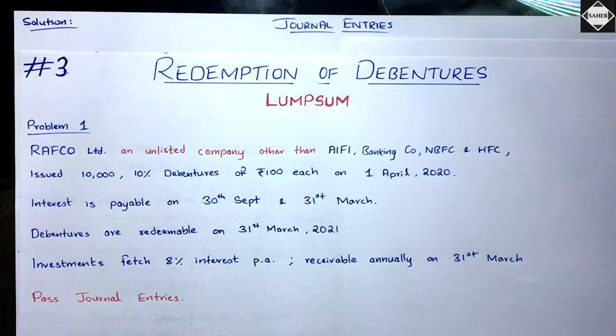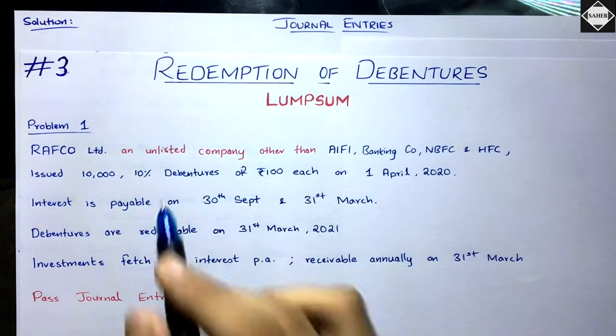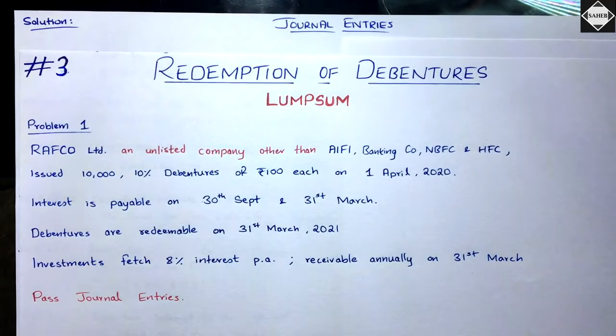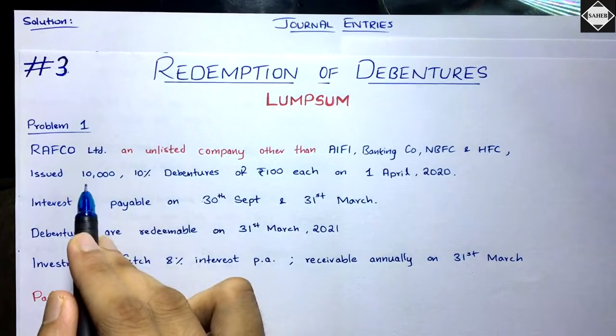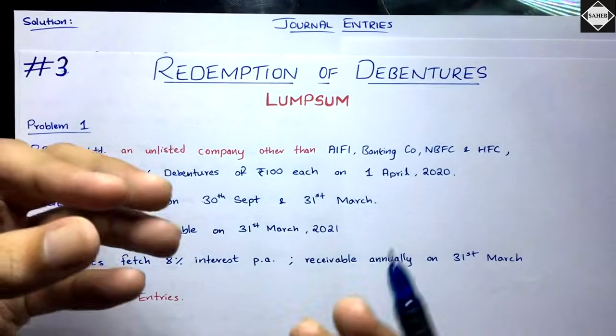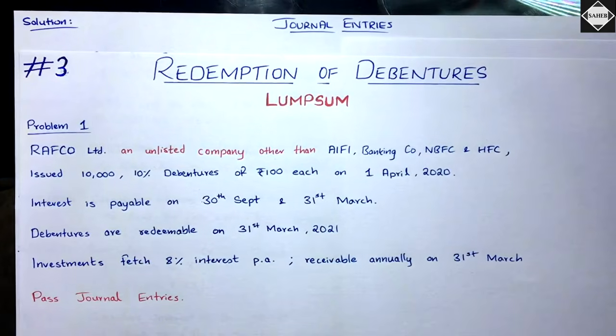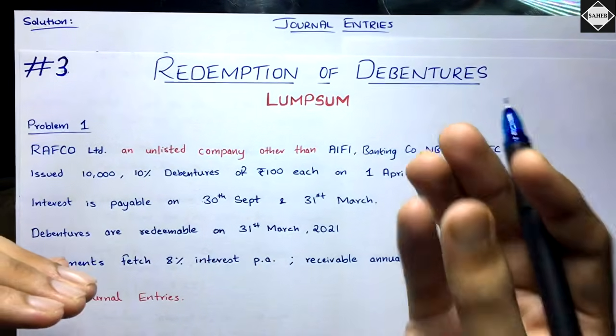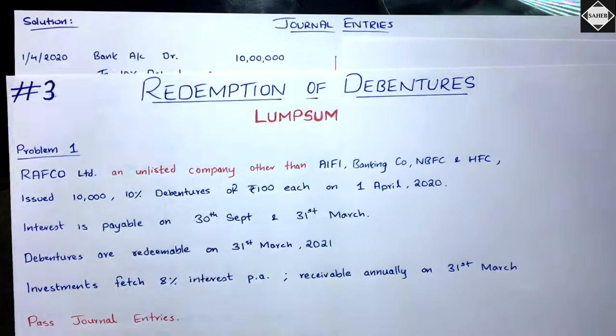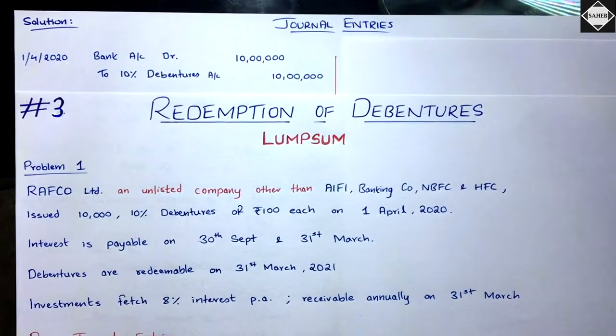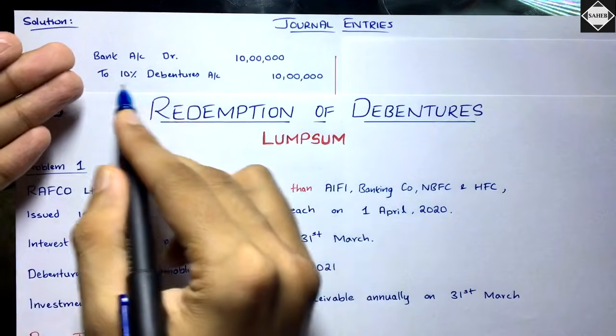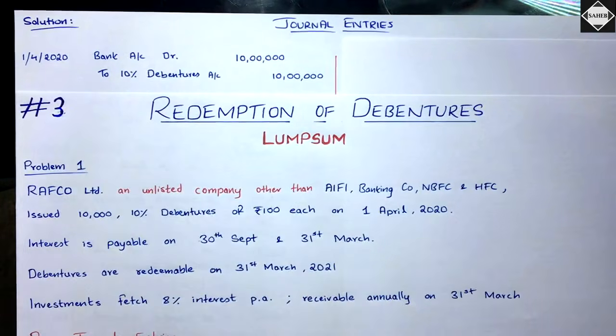See here, the first entry that we have to pass is the issue of debenture entry. So we have issued how many debentures? 10,000 debentures of face value 100. So 10,000 into 100, that's 10 lakh. Simple. So that much money we have received and a liability is being created. So the entry for that is very simple. Bank account debit, the company has received 10 lakh money. So you have to debit the bank account and a liability is created. So to 10% debentures, 10 lakh.